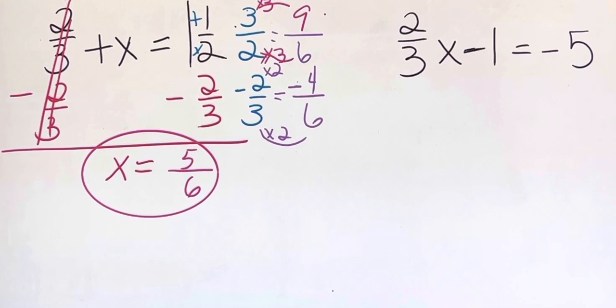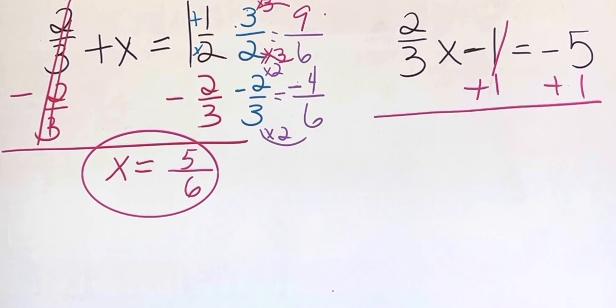Okay, so let's look at the second problem. On the second problem, the variable is still x. We need to get rid of the -1 and the 2/3. I'm always going to get rid of the lonely guy, or the number that's not attached with the variable, first. So I have a -1, so to get rid of that, I'm going to add 1 to both sides. And when you do that, you're left with 2/3 x equals -4.